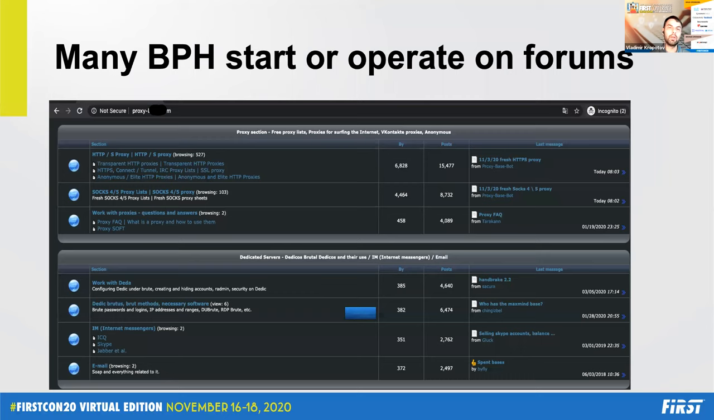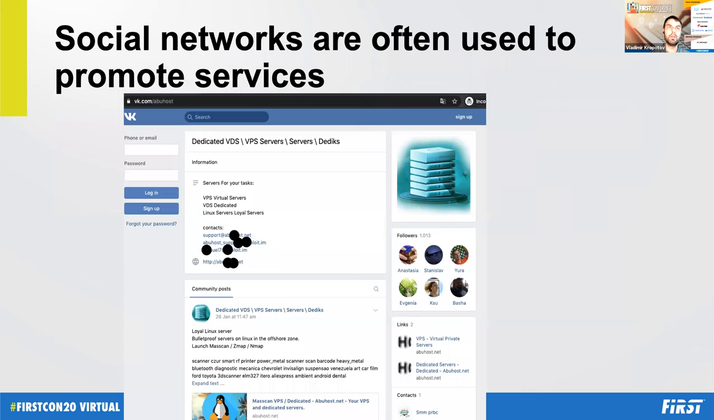Many BPH hosting businesses start from dedicated forums, but now we see several places where the deals are going on and where buyers and sellers interact, because business evolves. So we can see underground forums, dedicated shops, messengers, and even social media platforms. This is an example of an advertisement of bulletproof hosting at the Russian social media network VK, which is known as the Russian version of Facebook. And nobody hides here. They just advertise a bulletproof service which is suitable for mass scan and map and many other activities.